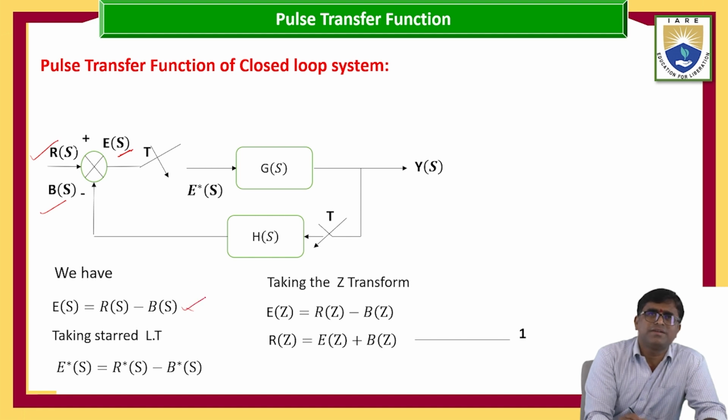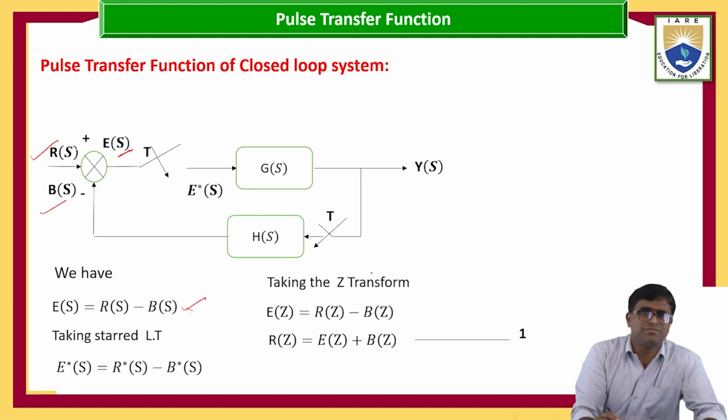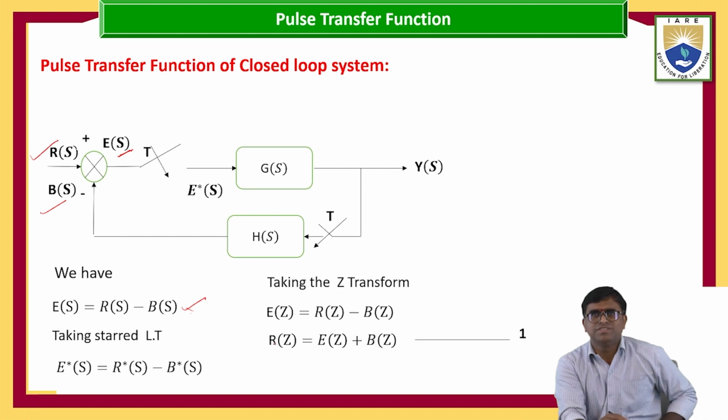R of S minus B of S. For this one, I am going to take the star Laplace transform. When it comes to the star Laplace transform, E star of S equals R star of S minus B star of S. After that, I am going to apply the Z transform, so E of Z equals the star version in Z.